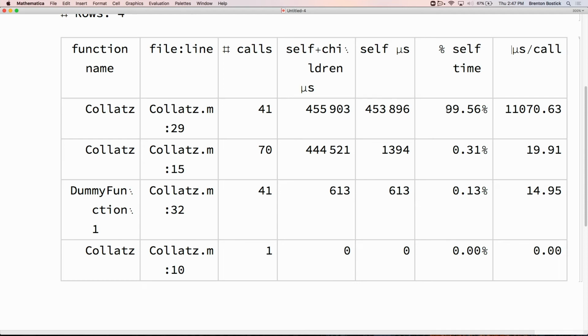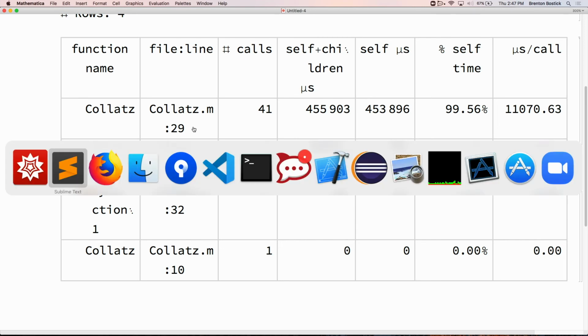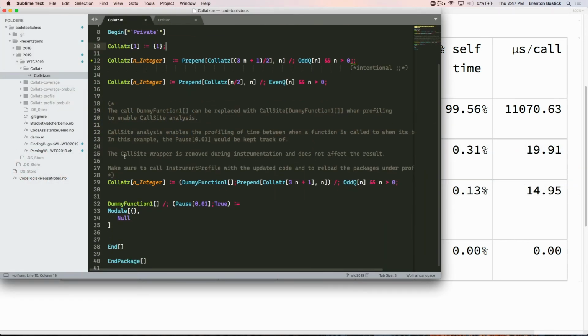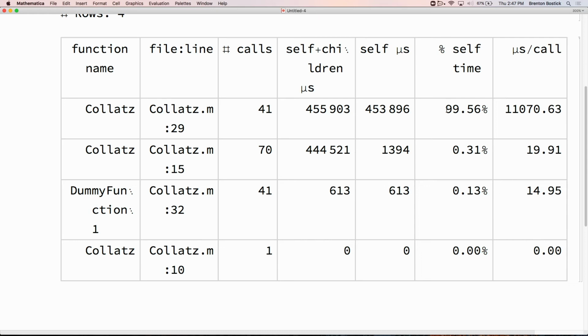You can see that 99.56% of the time is spent in the function in the .m file at line 29. If we look at line 29, this definition, hey, look, there's a call to dummyFunction, which is calling Pause of 0.01 however many times, and that's probably what all the time was, and in fact it was. So we can use data to augment our intuition about why code might be slow, because a lot of times your intuition might be wrong about what code is slow, and it's much better to get numbers to tell you where to look and what the problem is.